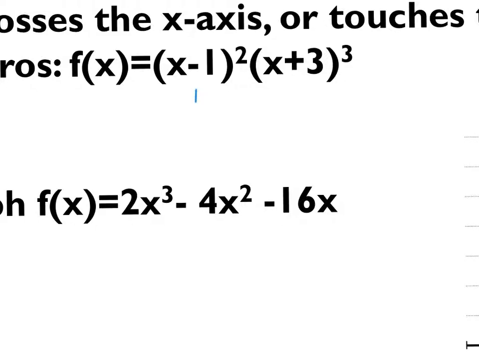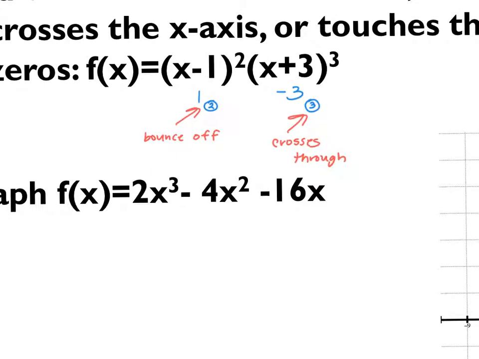If it's already factored for you, you just have to solve it, but pay attention to the multiplicity. So this answer is 1, but how many are there? 2. And this answer is negative 3, and how many are those? 3. So what does it mean to have an even amount? Good. It's going to bounce off. And the odd, it crosses through. So if it occurs an even amount of times, it's going to bounce off the graph at that point and turn around. If it's odd, then it's going to cross through.